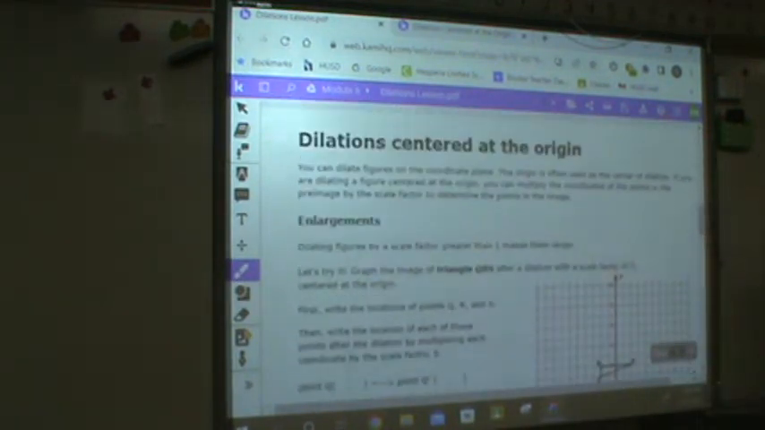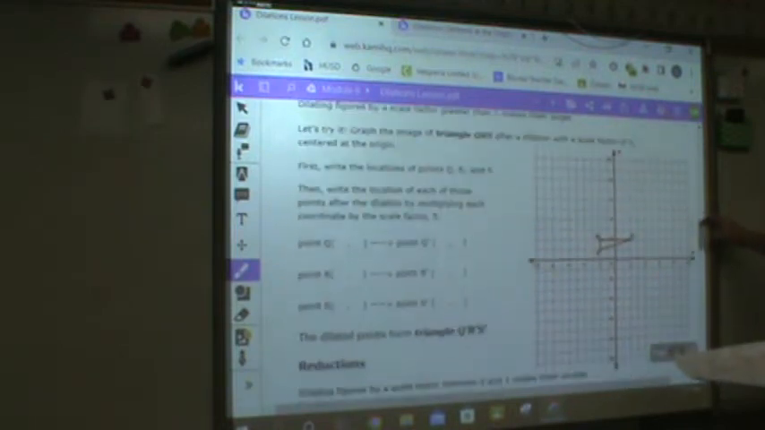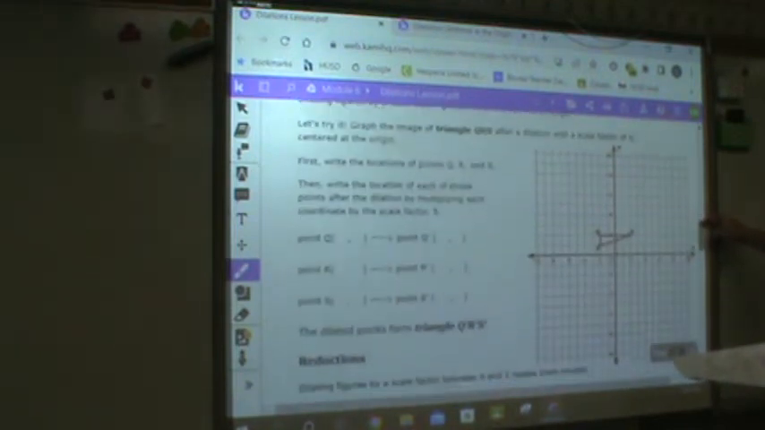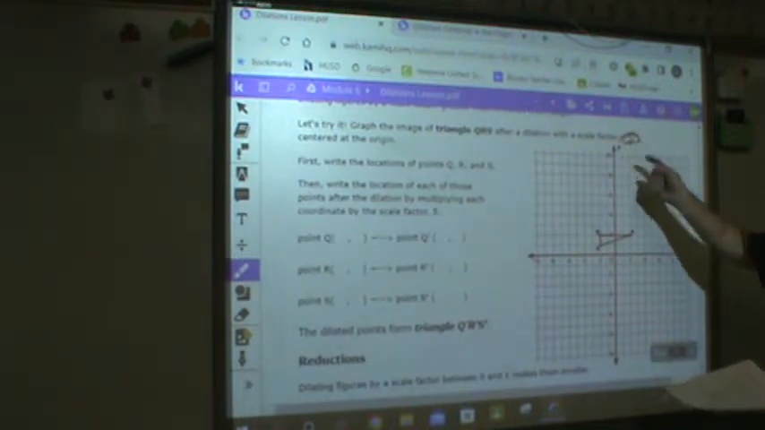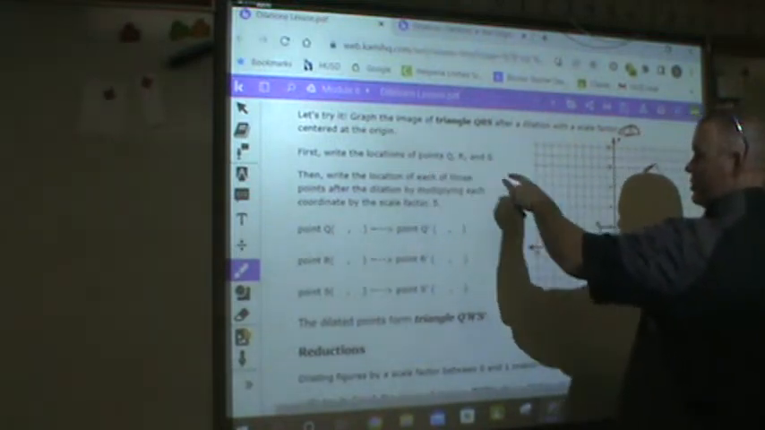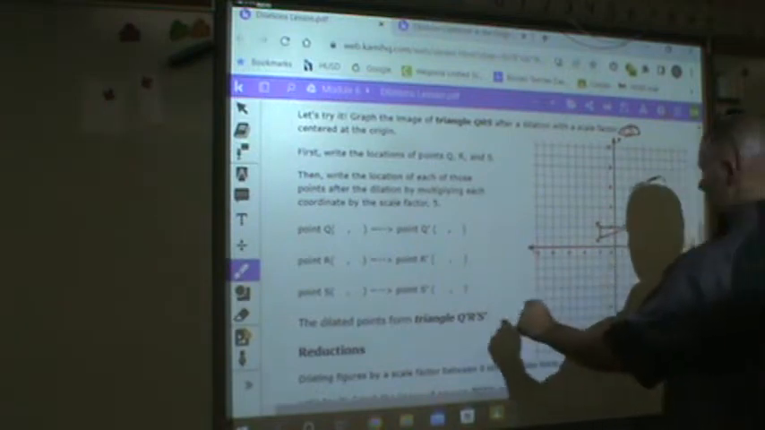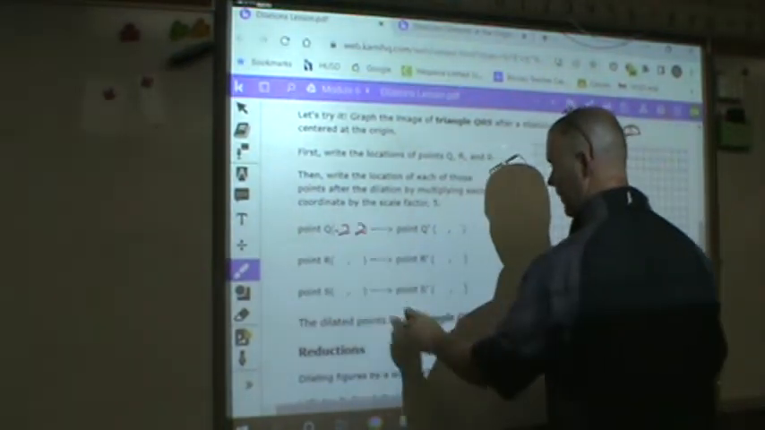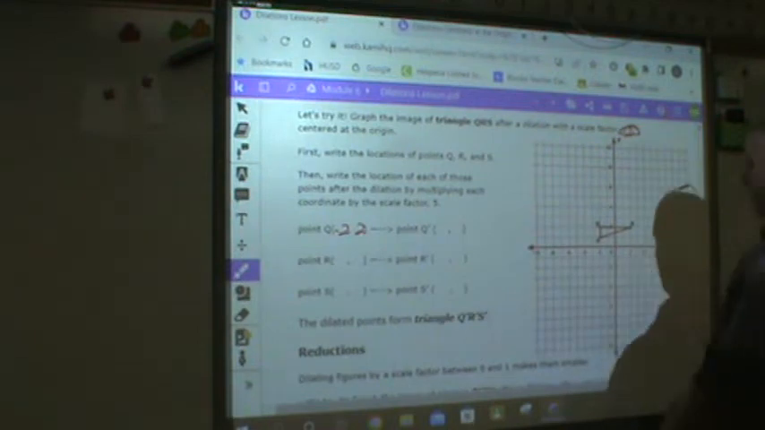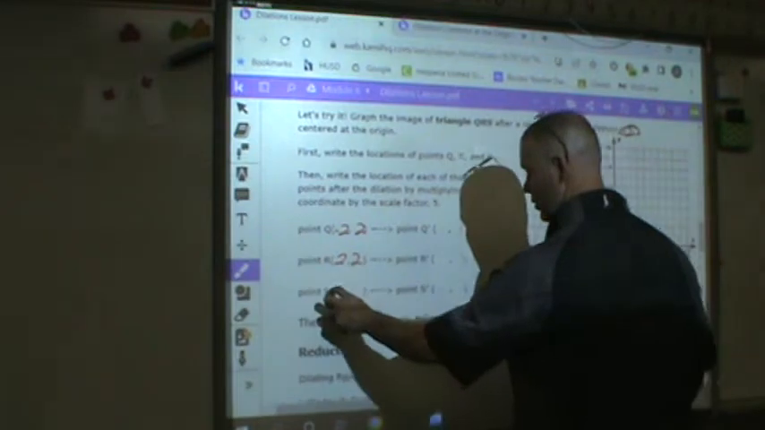Moving on, how do we dilate an image about the center of the origin? It's pretty simple. This says dilating figures by a scale factor greater than 1 makes them larger, so enlargements, and our scale factor here is 5. So I want to make this image 5 times the size. First, write the locations of points Q, R, and S. I'm going to follow the directions. Q is negative 2 and 2. R is positive 2 and 2. S is negative 2 and 1.